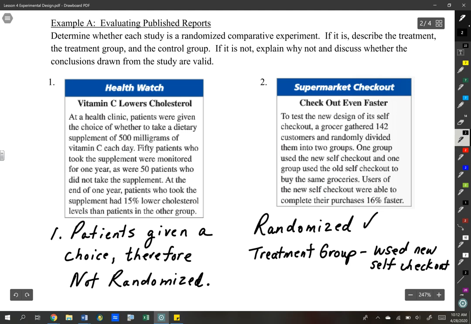All right. And the control group are the ones who use the old checkout. So that answers number 2.